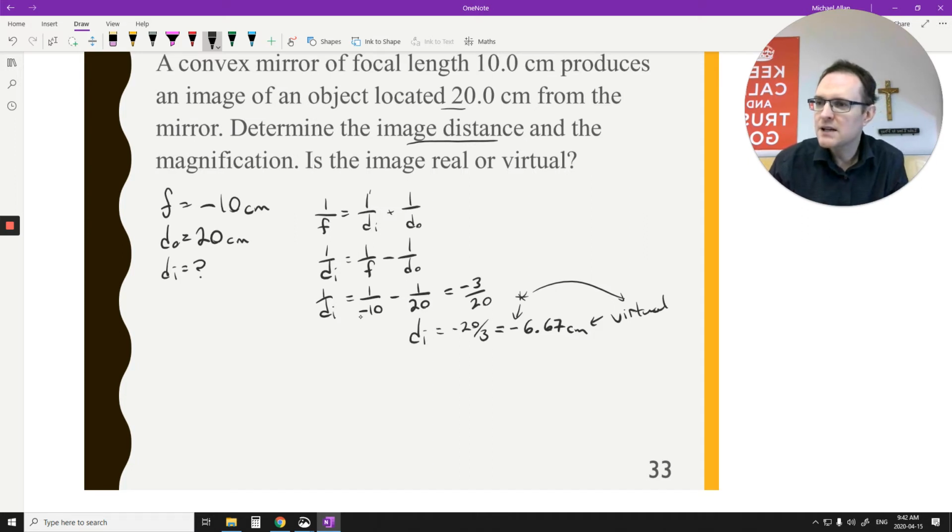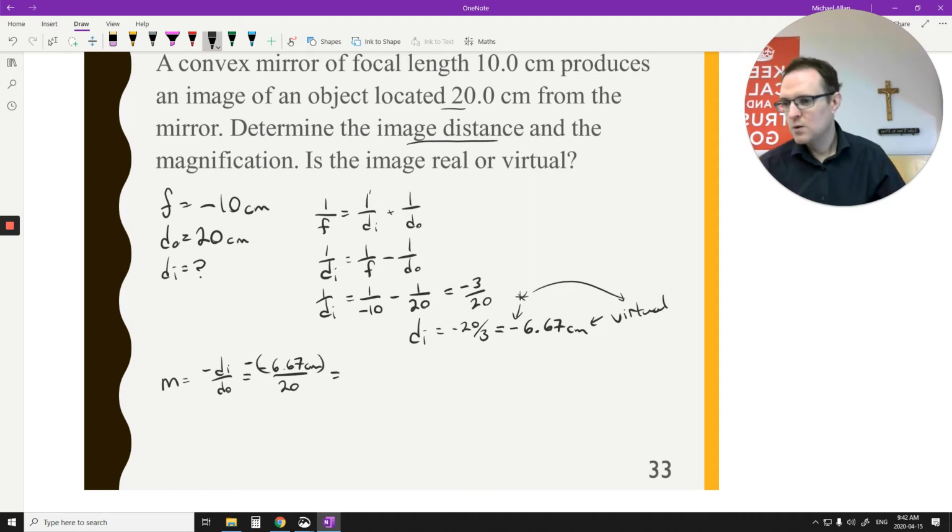What else do we need to figure out here? We got the image distance, which is here, the negative 6.67. We need the magnification. So the magnification is negative DI over DO. I'm using this part of the formula because I don't know the height of the image, so I'm just going to use this piece. So negative 6.67 centimeters divided by the DO, which is 20. But this is negative, negative, sorry, my bad. So there should be another negative here. Take this and divide it by 20.